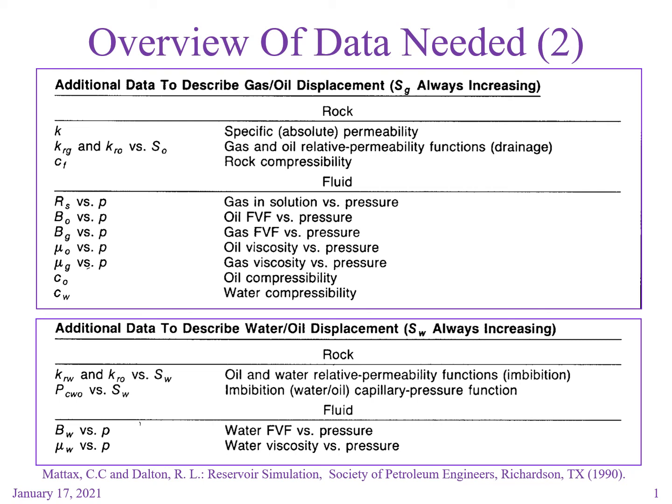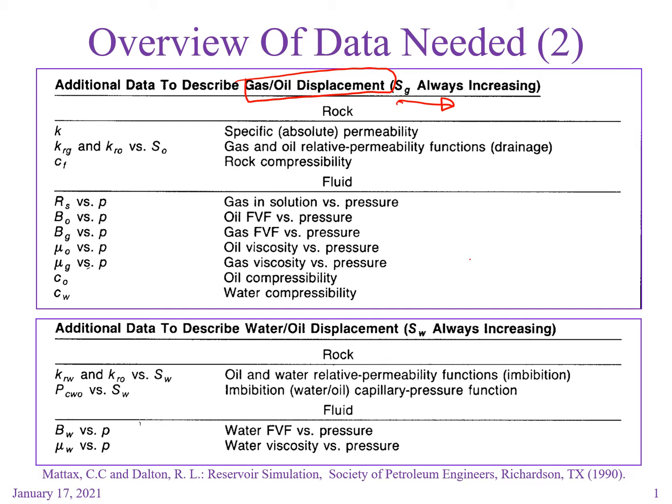So we discussed the basic rock and fluid properties you need for simulation in the previous video. And now we move on to additional data that you may need depending on the process you're modeling. So here, if you're modeling gas oil displacement and you have gas saturation always increasing, meaning drainage or imbibition.